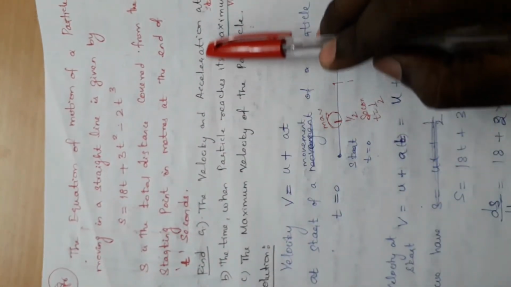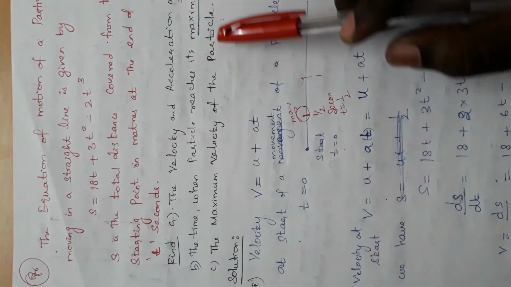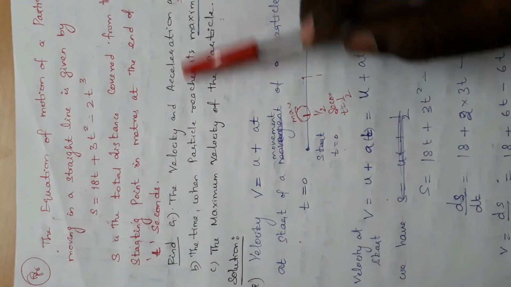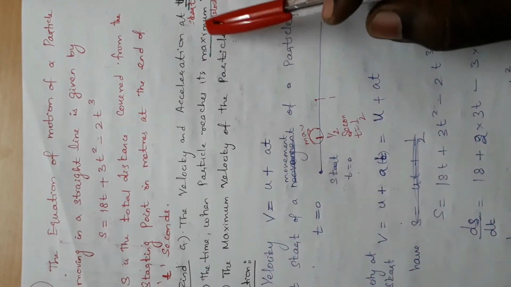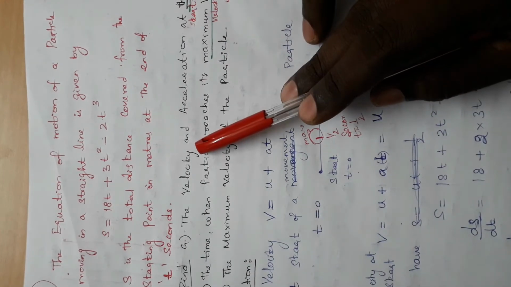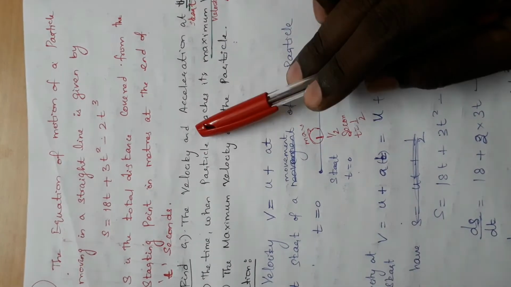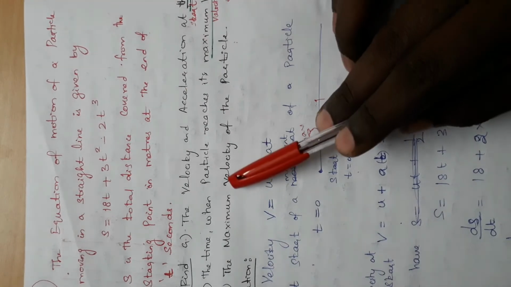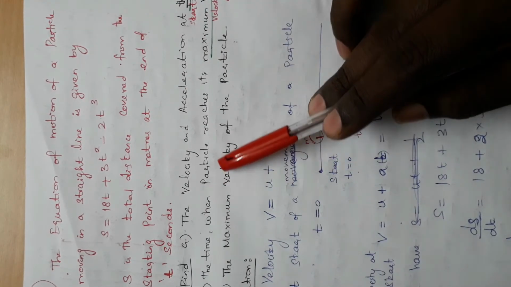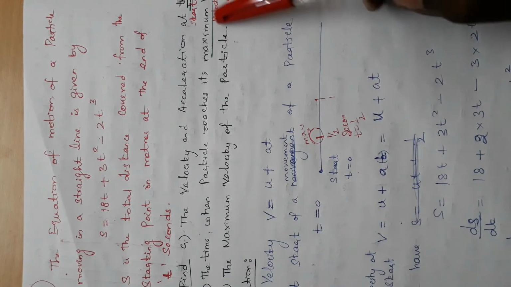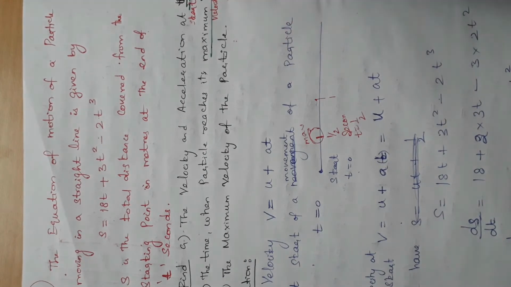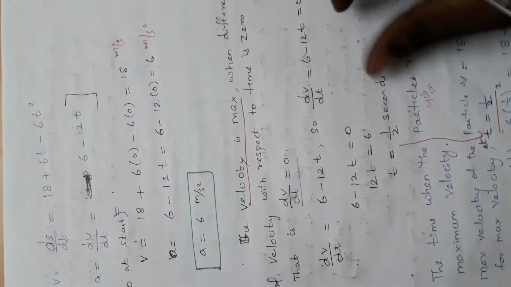Now we are talking about the condition, the first point, the velocity and acceleration at the start. You have to remember, in each of these questions we will have a keyword based on which you have to proceed. In this first question, the keyword is start: the velocity and acceleration at the start. Similarly, for the time when the particle reaches its maximum velocity, maximum velocity is the keyword. Now we will come to the second part.